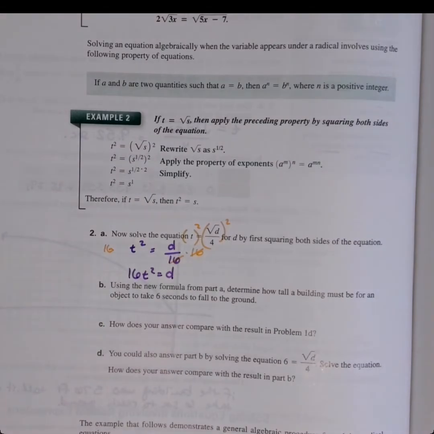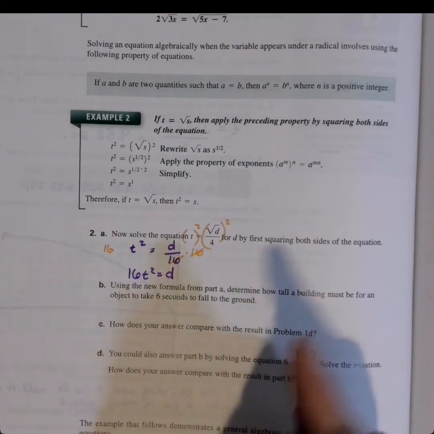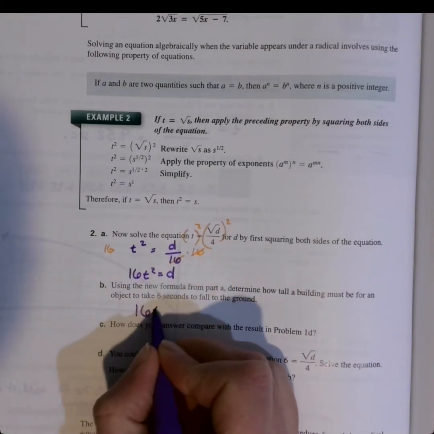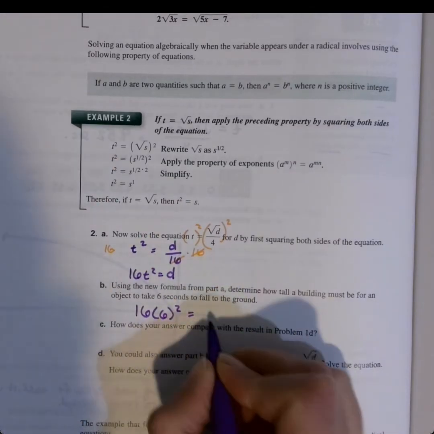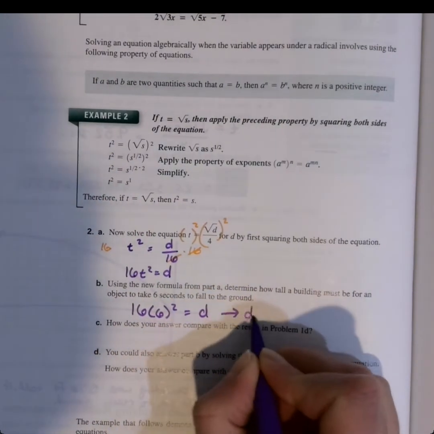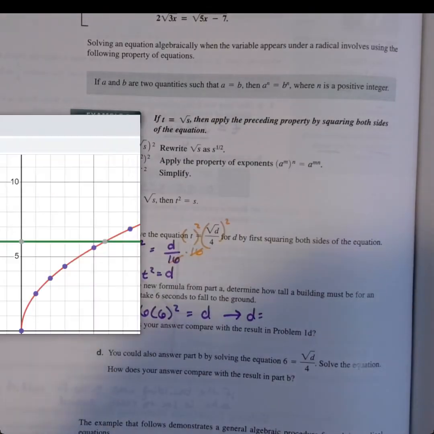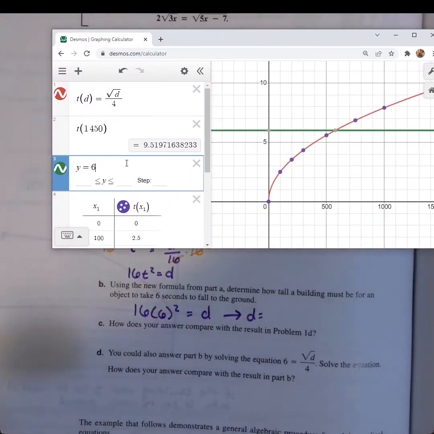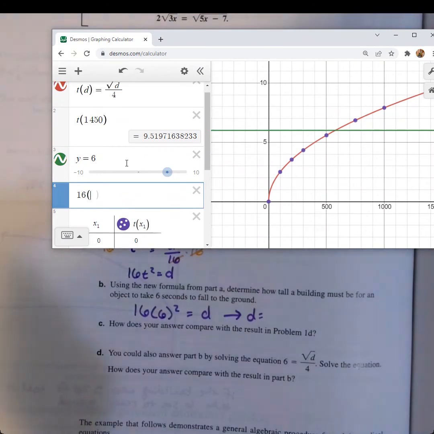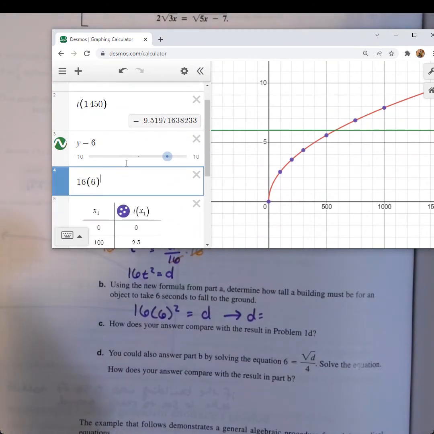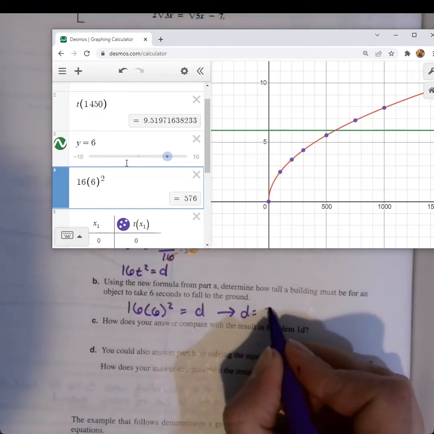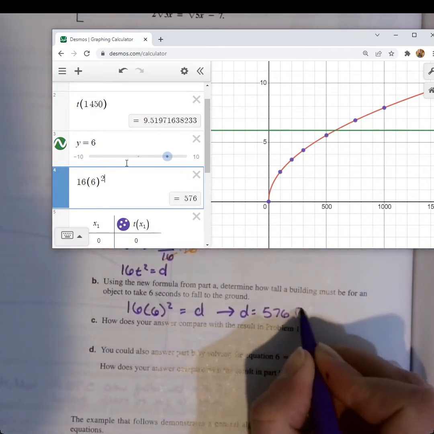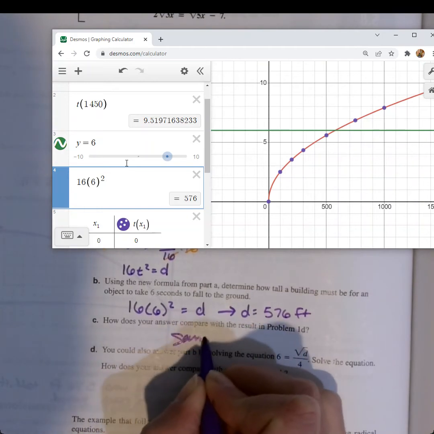So the new formula helps us determine how tall a building must be. I would just take 6 seconds and use the same formula. So 16 times 6 squared equals d. If I just plug in 16 times 6 squared, I also get 576 feet. How do my answers compare? They're the same.